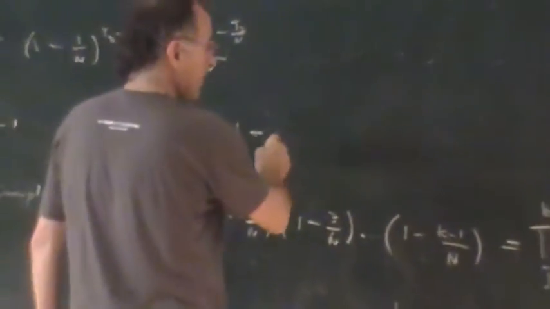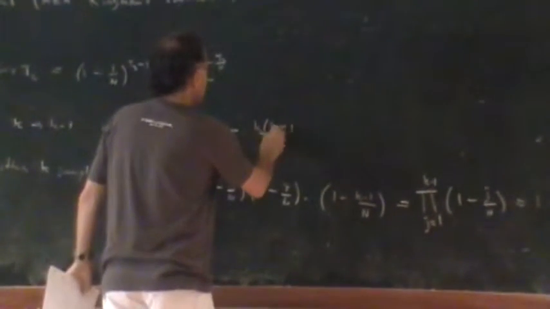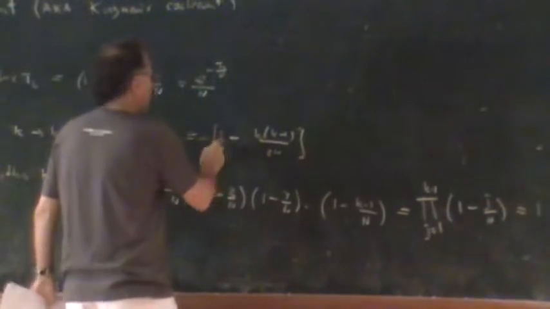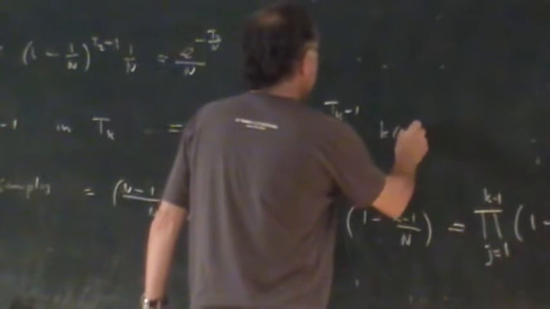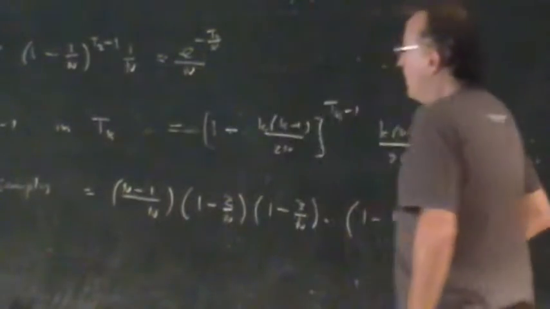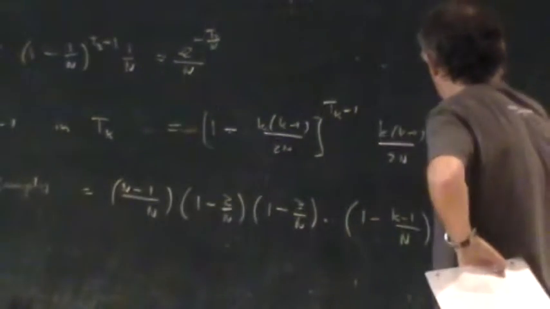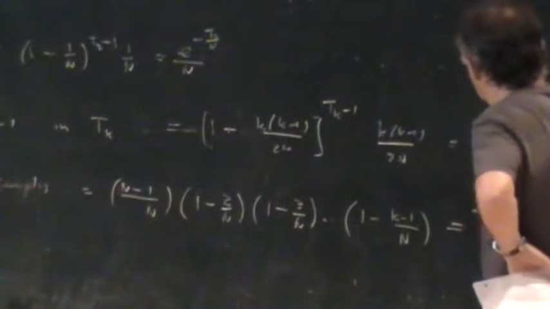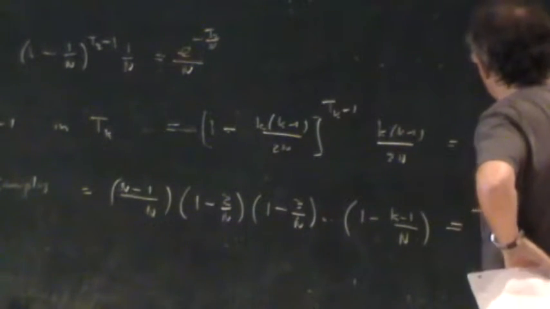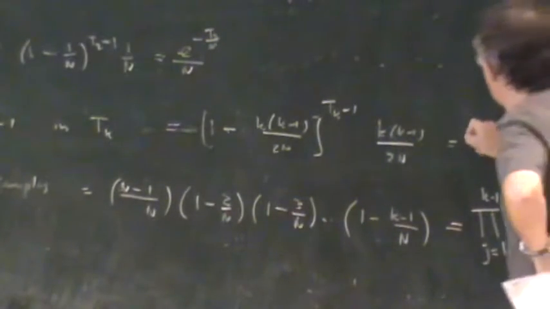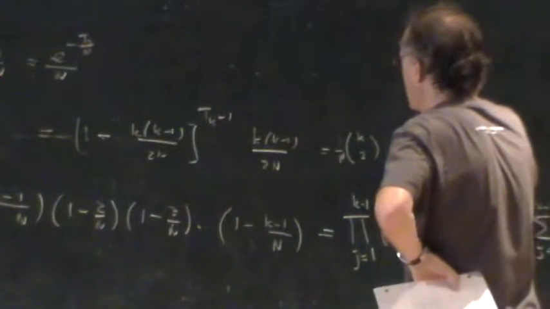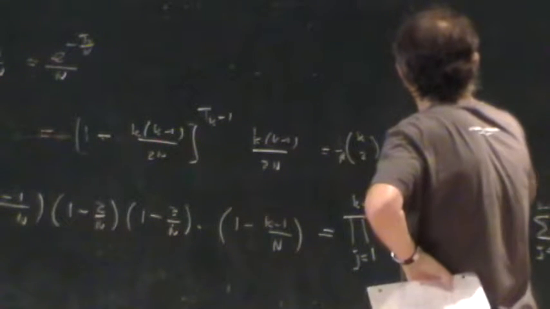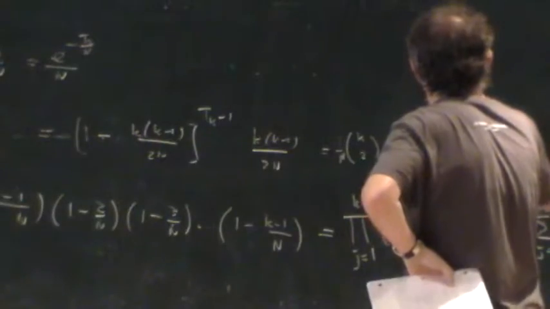Going back to what we want here, we have 1 minus k times k minus 1 over 2n, and the rate at time tk. So this is really k choose 2 over n, and I got here k choose 2 tk over n.